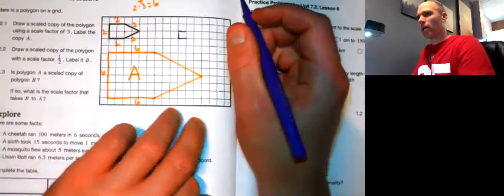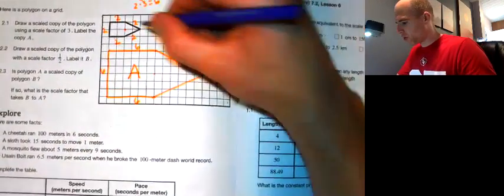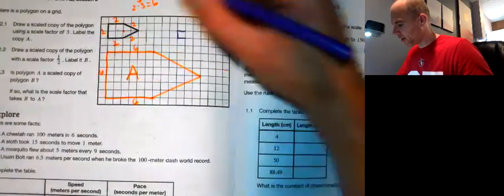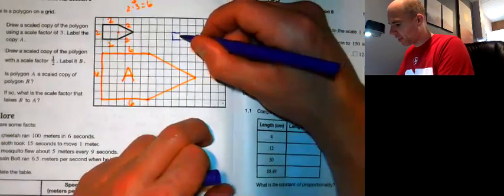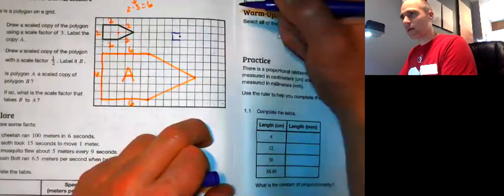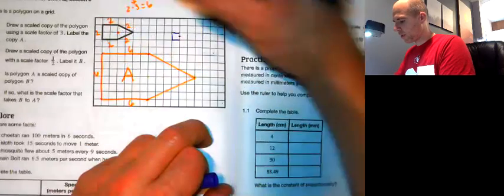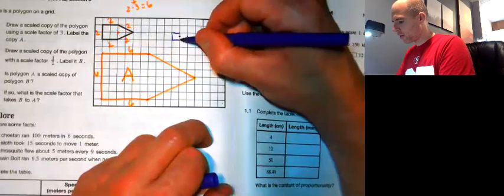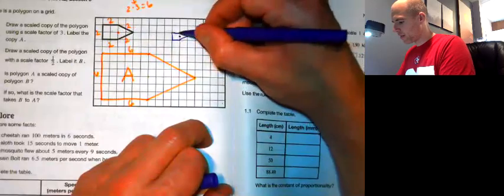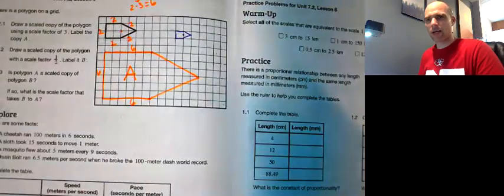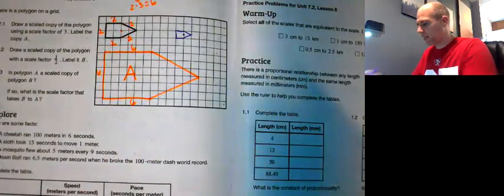This last part's a little weird because when I try to find the center point between here and here, I kind of have to eyeball it in the middle of this box. And then instead of going out 2 boxes from there, I'm going to go out 1. That part's a little different because the vertex of the shape is in the middle of a box. That's okay. And it told me to label that B.